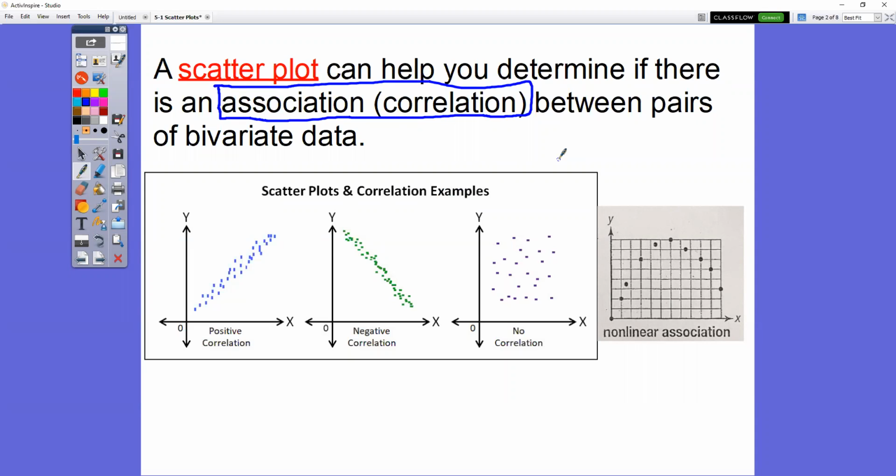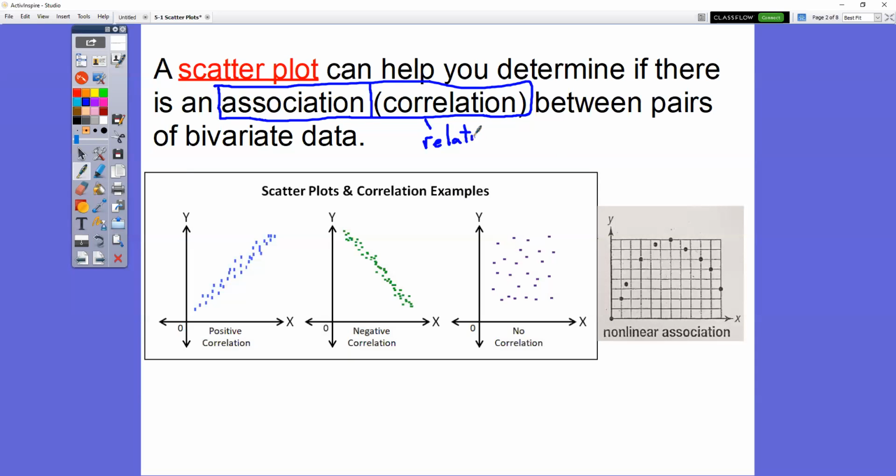All right, so you're going to be given some data, and tomorrow you're actually going to be making the scatter plots. Today you're just looking at them and answering some questions about them. So these are all scatter plots down below. The words association or correlation, all that means is the word relationship.